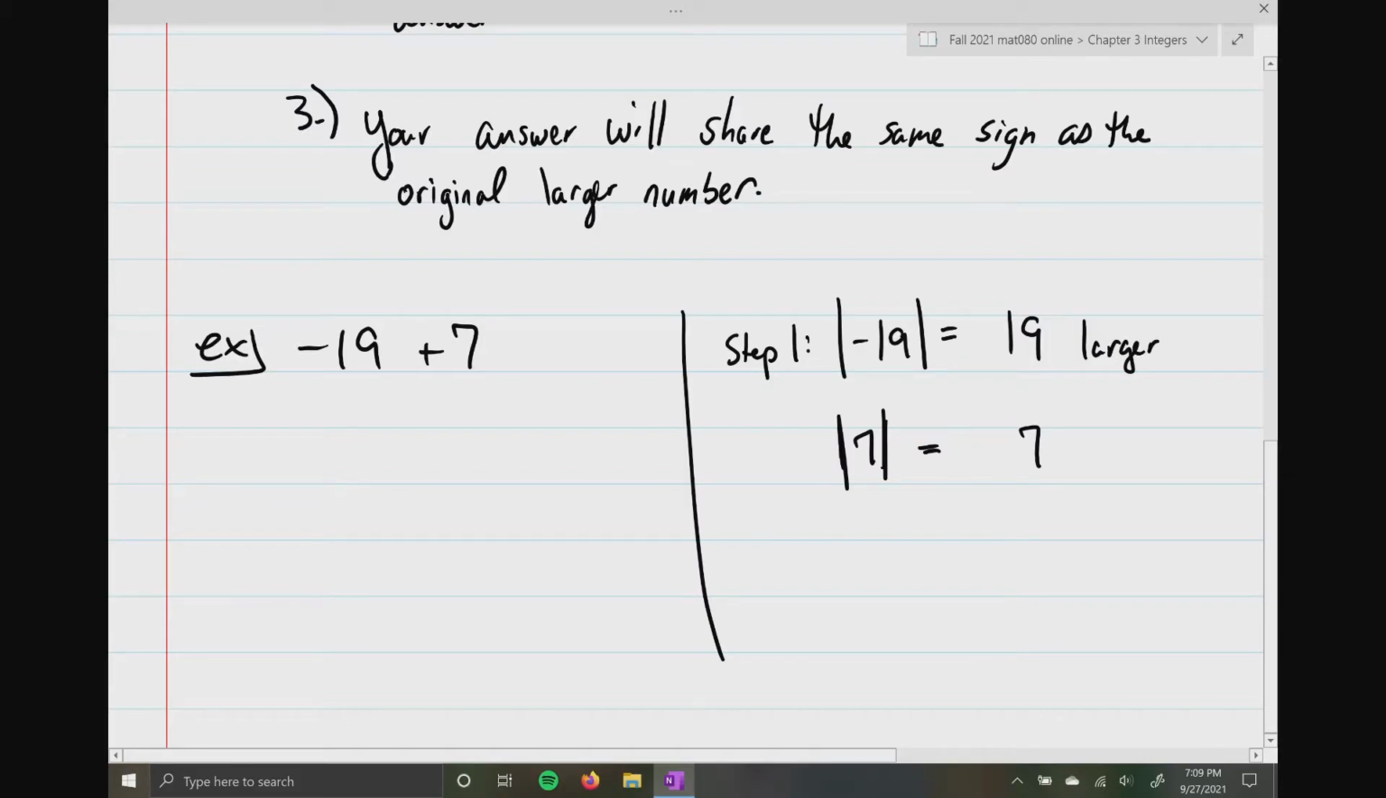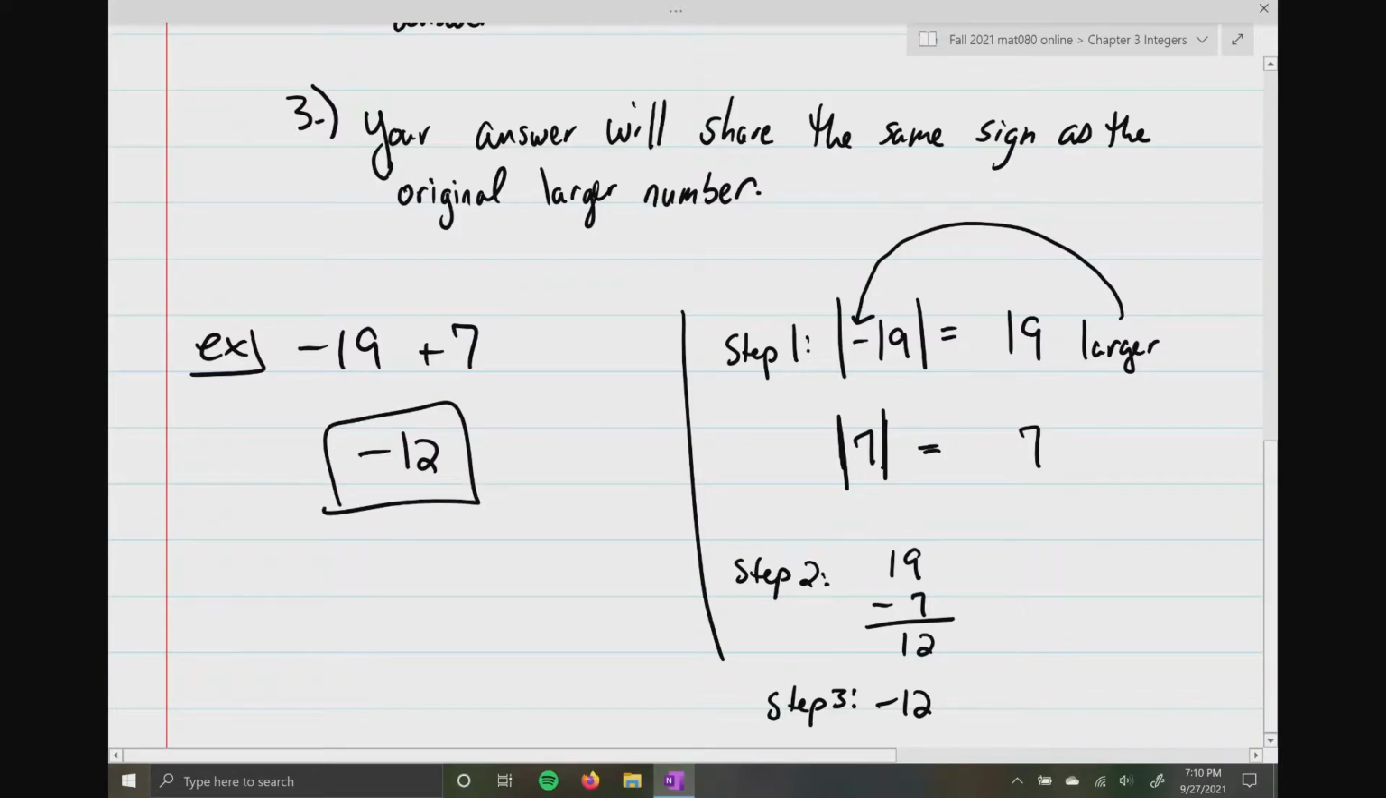Okay? Now remember, that was originally a negative. That's going to be our step 3. Step 2, we write the larger number on top, and we subtract the smaller number, so 19 minus 7. Well, 9 minus 7 is 2, 1 minus 0 is 1. So from step 2, we get a result of 12. And then step 3, your answer will share the same sign as the larger number. So remember, this larger number was negative, which means your answer is going to be negative as well. So -19 plus 7 is -12. And that's how these steps work.